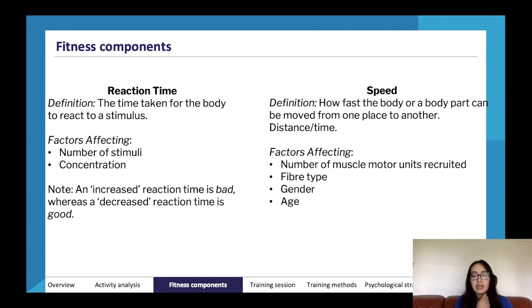Also note that this is an unusual definition. If I ask you to define speed, you might just say how fast you go. But you must write out this: how fast the body or a body part can be moved from one place to another, or point A to point B at any given time. Something like that is approved by VCA and is an acceptable answer. So make sure you understand that.